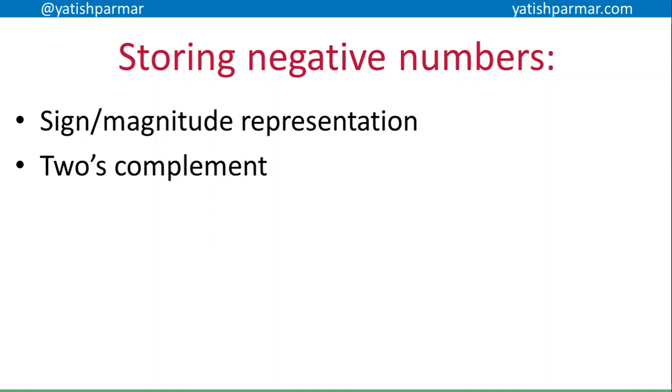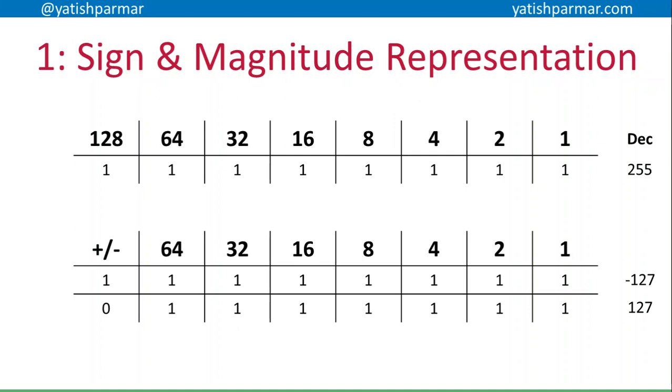Now, if we want to store negative numbers, we've got two different ways of storing them. We can use sign and magnitude, or we can use 2's complement. Sign and magnitude representation is storing the sign in the number. The most significant bit, which is the bit on the left hand side, is actually storing the sign, and then the rest of the number, or rather the rest of the byte, represents the magnitude of the number.